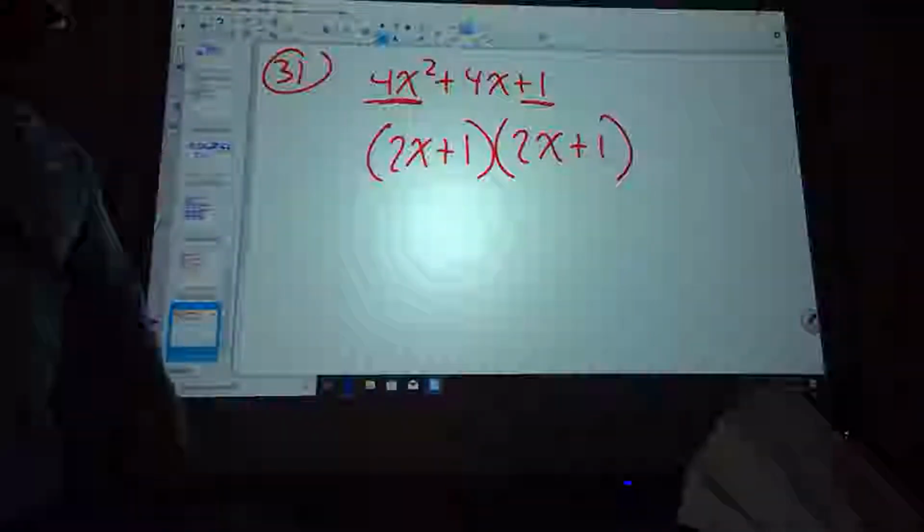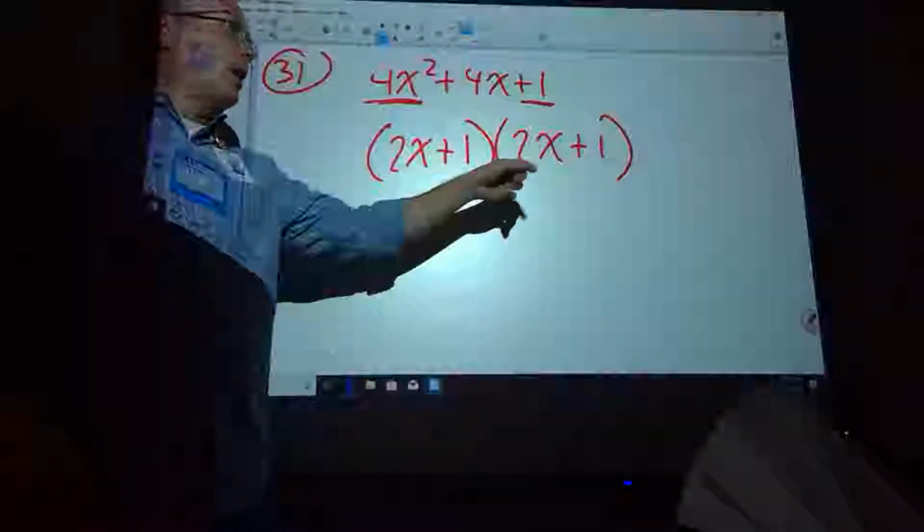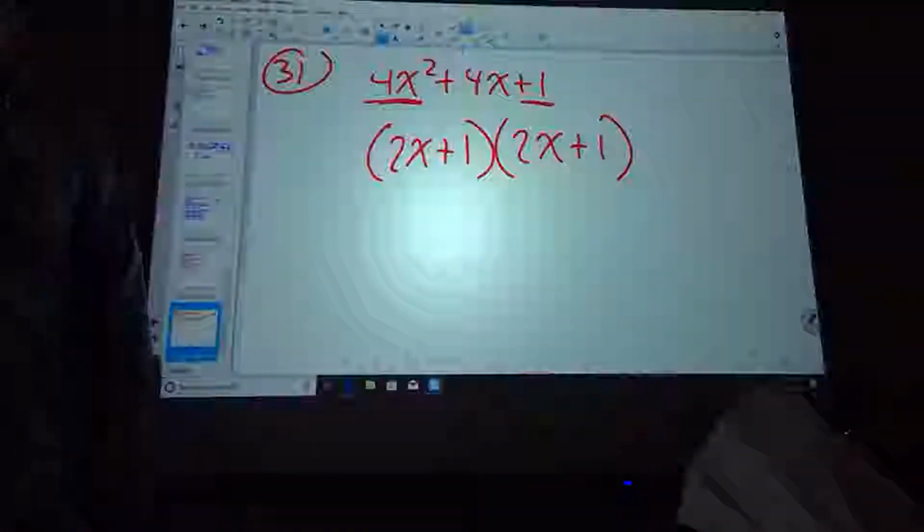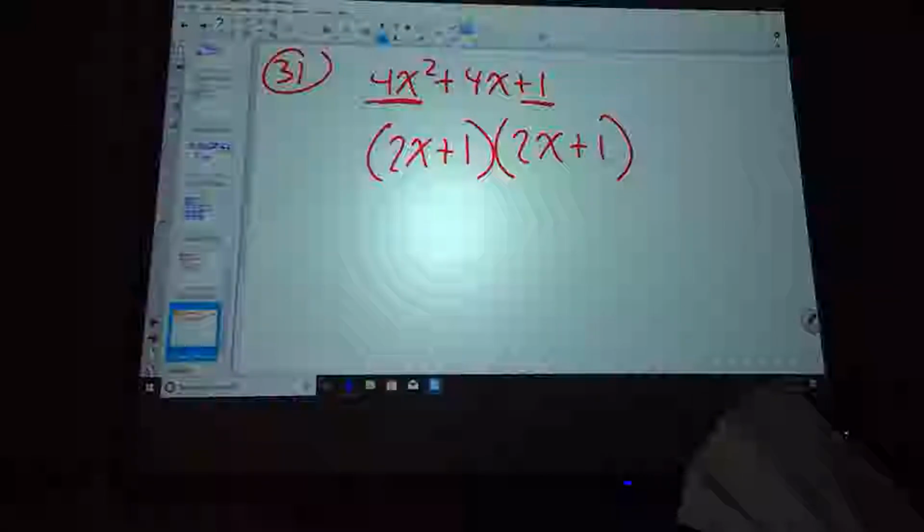So then you just want to double check. If I were to go 1 times 2x and 2 times 1x, or 2x times 1, do I get 4x? And the answer is yes. So that was a perfect square trinomial. Yeah? 14. What do you got?